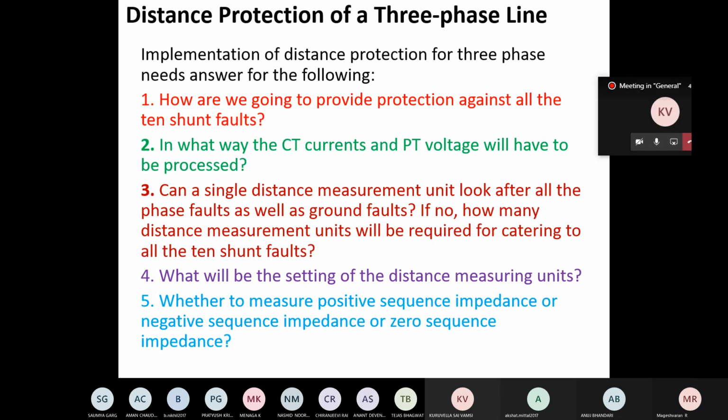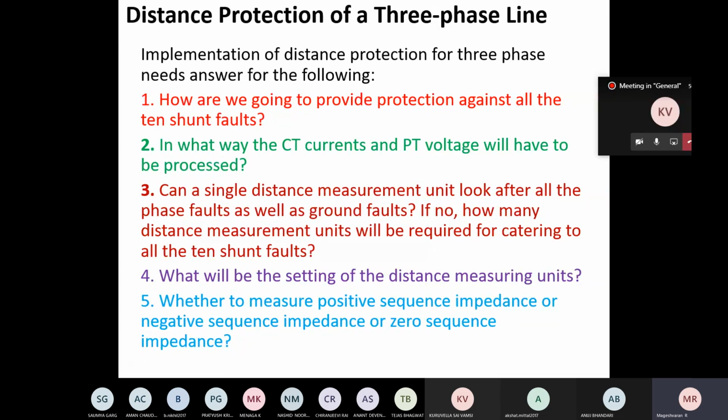So, the implementation of the distance relay for the following. In this way, we have framed the idea: how we are going to provide protection against all the shunt faults. The first thing is you should know what the shunt faults are. Can anyone say what the shunt faults are?